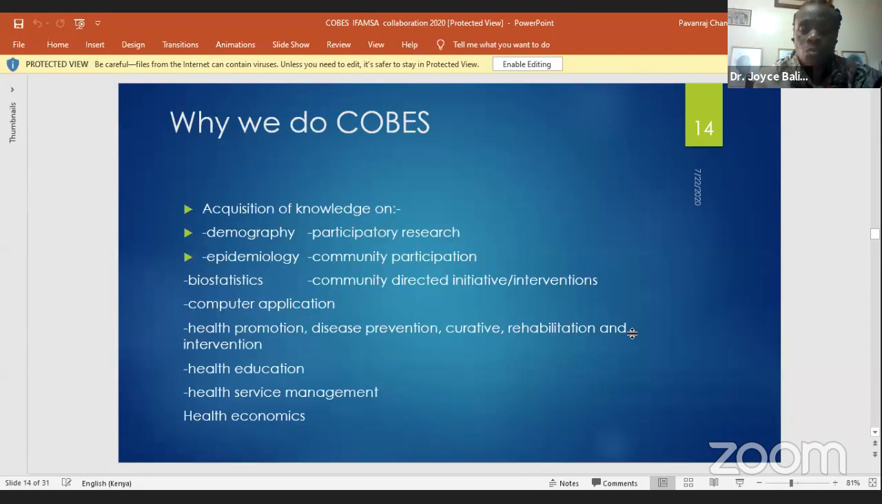So while we do COBS, we want to make sure that our students have the various skills they need to do research. And here it's participatory research, community participation, community-directed initiatives, and so on. And of course, we have to make sure that they use technology to be able to do research, for purposes of health promotion, disease prevention, curative care, rehabilitation, and intervention. Therefore, health education is the core of what we do, along with health services management, and of course, we also have to address health economic issues.